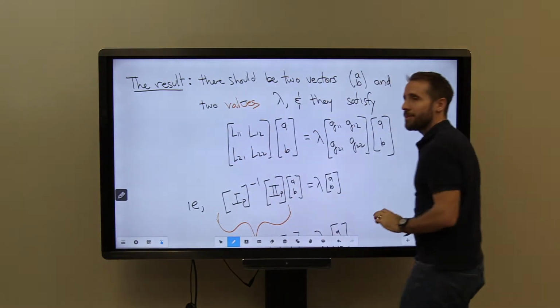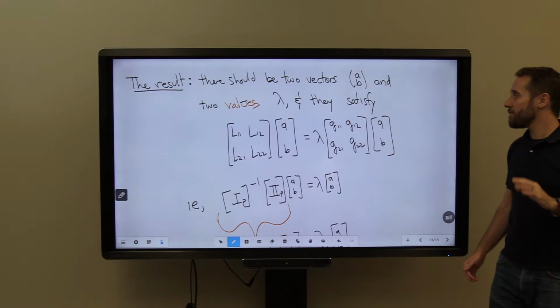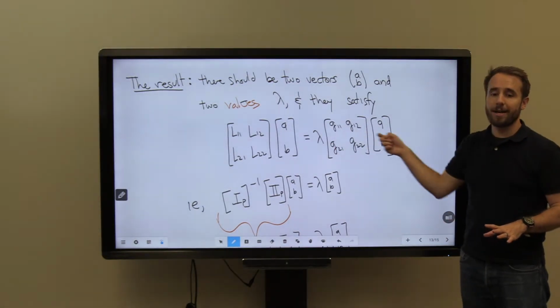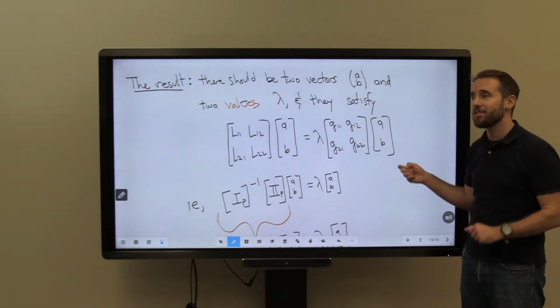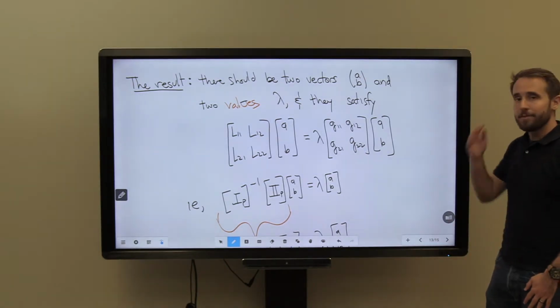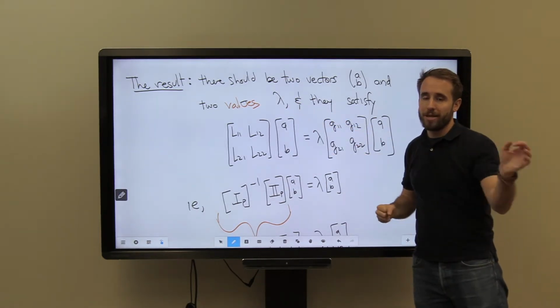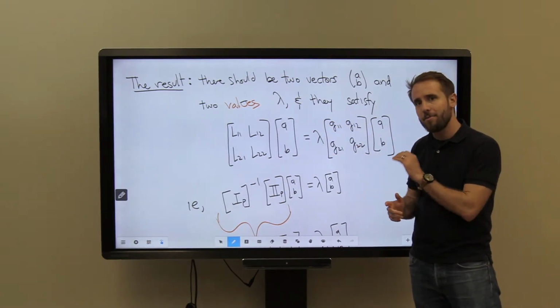Values lambda. And these equations should satisfy this expression here, right? This is our optimization. This is what our optimization problem is telling us. And so it turns out that those values lambda will be our biggest and smallest curvatures. We'll get to that in a moment.